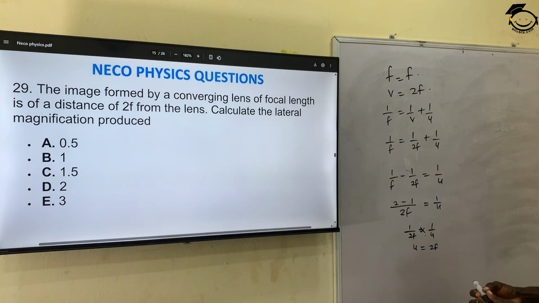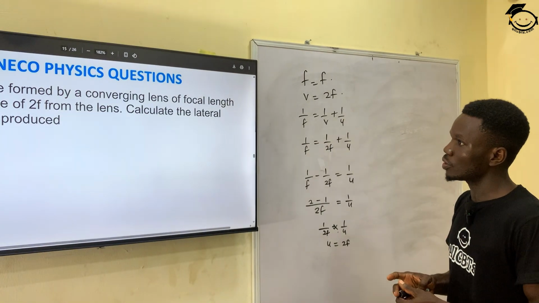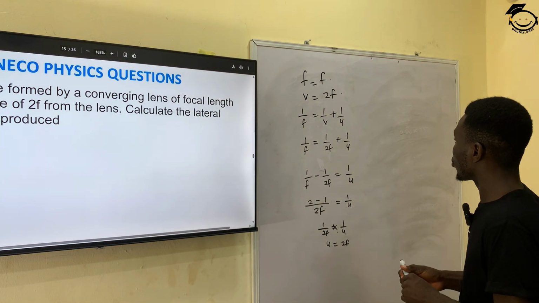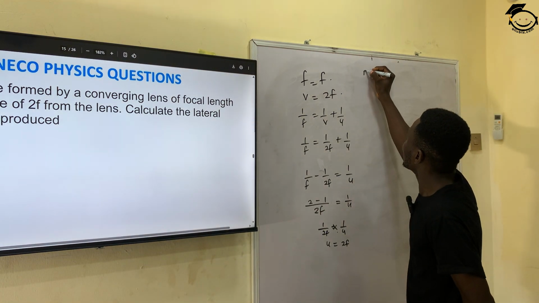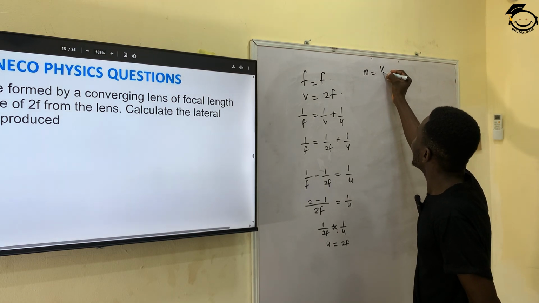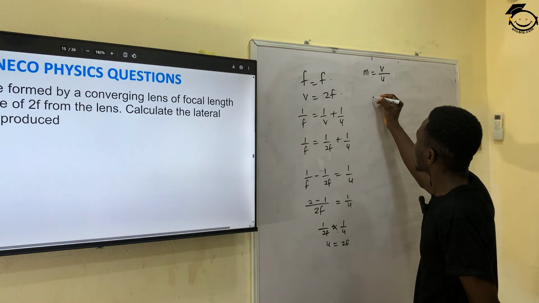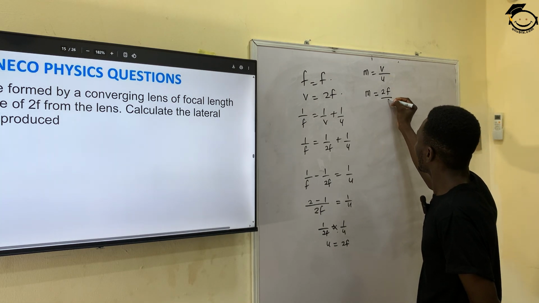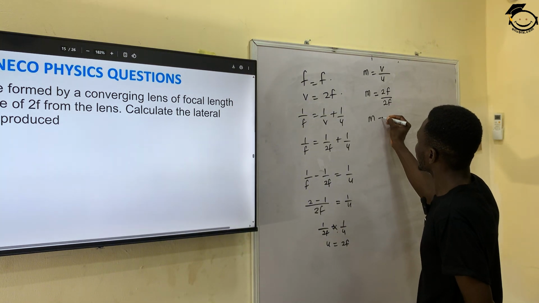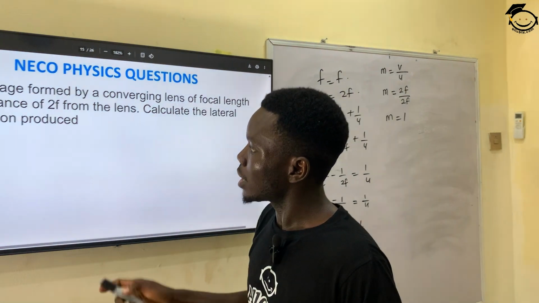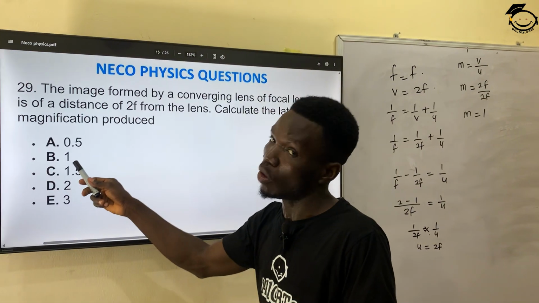So the question says we should find the lateral magnification. Now, we know that our magnification is image distance over object distance. This means that my magnification is 2f over 2f, which means that my magnification is 1. So looking at our options here, the correct answer to this question is option B.